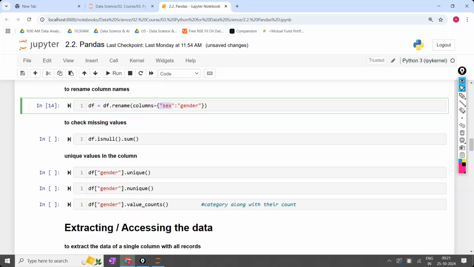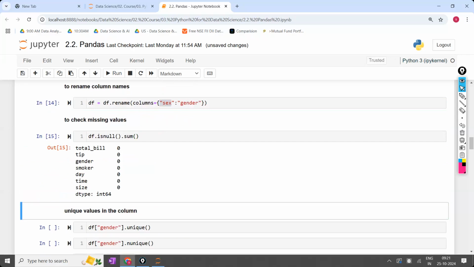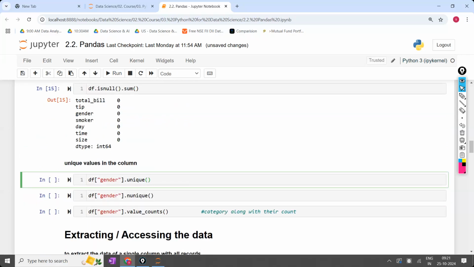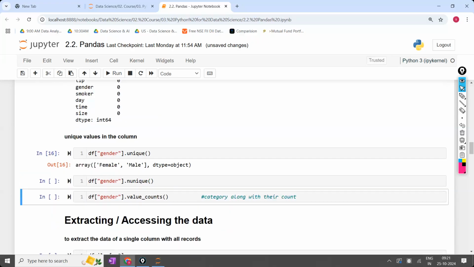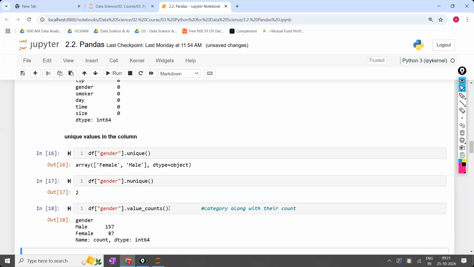Okay. Now, to check the missing values, df.isnull().sum will give the missing values. And what about unique? Unique gives the unique values of each column, whichever column you are selecting. What is nunique? nunique means the number of unique values. And value_counts? It gives each category along with its count. Even if it is a small data set or a large data set, the logic remains the same.